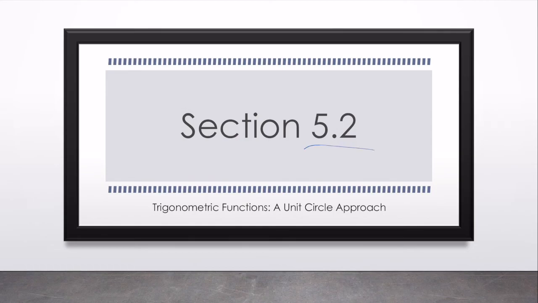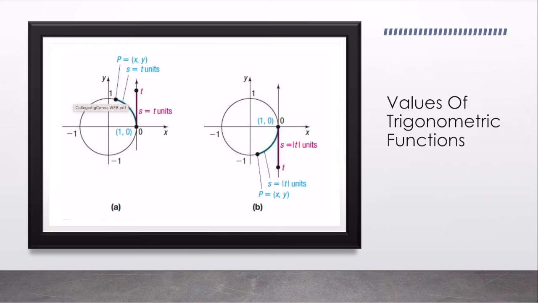Section 5.2 is about trigonometric functions, and we're going to use the unit circle in order to better understand them. So here I have a unit circle, right? Our formula for the unit circle is x squared plus y squared equals 1. And we learned in our last section that arc length s equals r theta, the radius times theta, which is really just going to be theta in this case because our radius is 1.